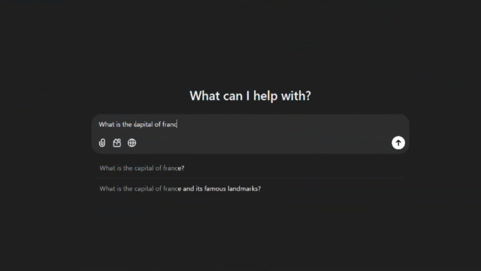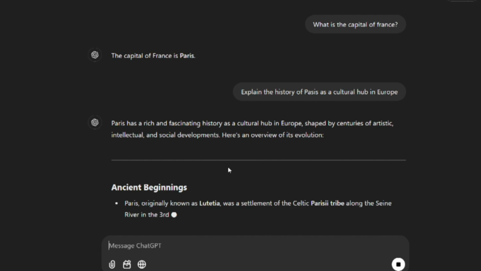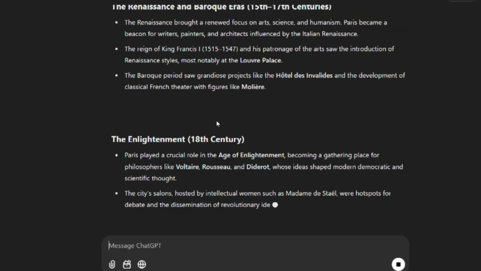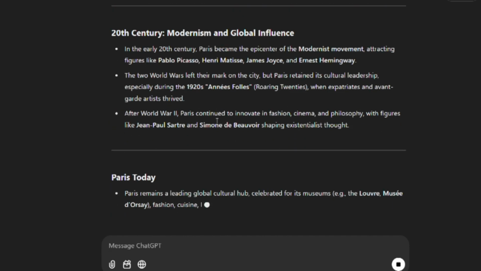For example, if you ask the AI, what is the capital of France? It will likely give you the correct answer, that is Paris. But prompts can also be more detailed, like explain the history of Paris as a cultural hub in Europe, which requires a more thoughtful and complex response. There are different types of prompts. Some are open-ended, like tell me about renewable energy, which encourages exploration. Others are more specific, like list 3 benefits of using solar panels for home energy, which helps when you need focused answers.